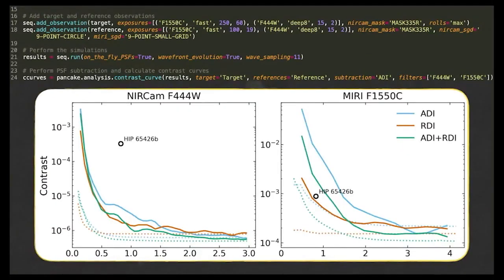Again, here it spits out contrast curves. These dotted lines are the 5 sigma, normal contrast, and these solid lines are the ones that have been calibrated for the CLIP throughput and the coronagraphic mask throughput, and you can see where HIP65426b lies on those images.